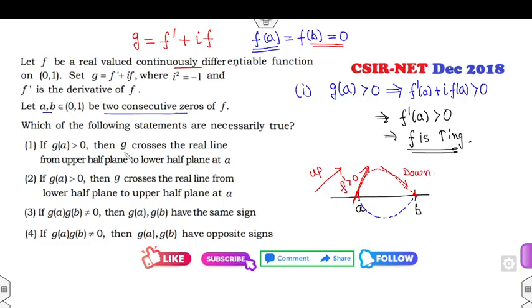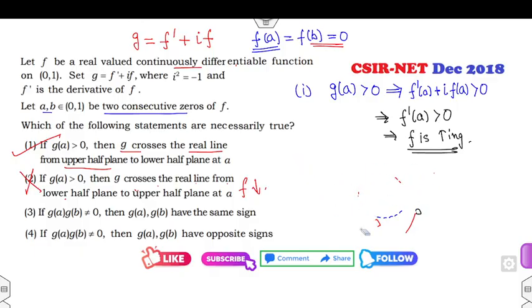Fine. Now look at that. G crosses the real line from the upper half to the lower half. That's the right option. G of A is 0. G crosses the real line from the lower half to the upper half. That is not possible. This is possible only if f is a decreasing function.